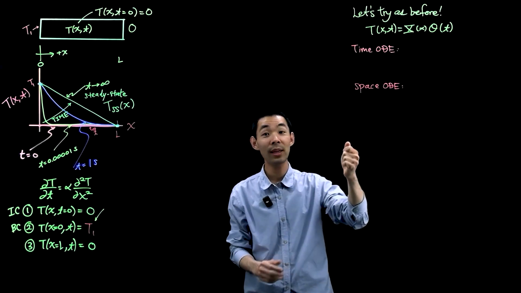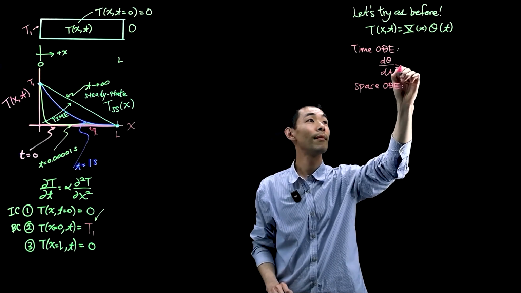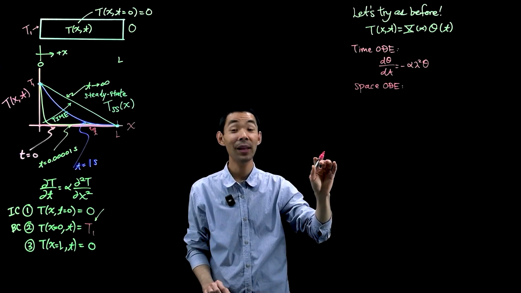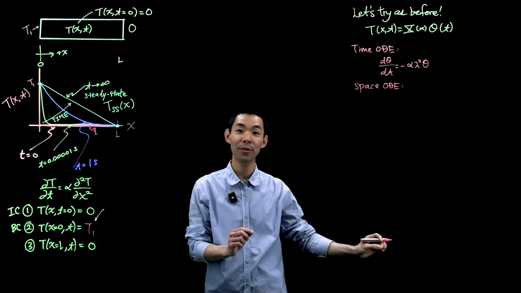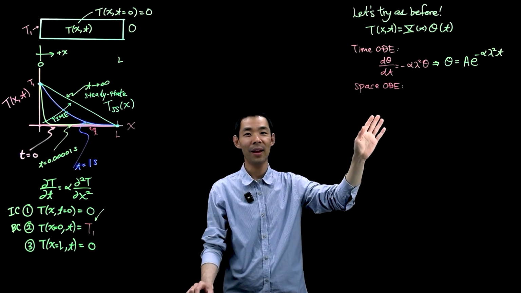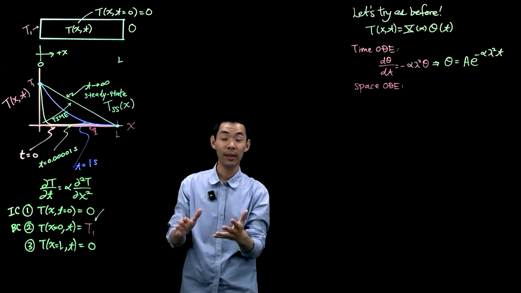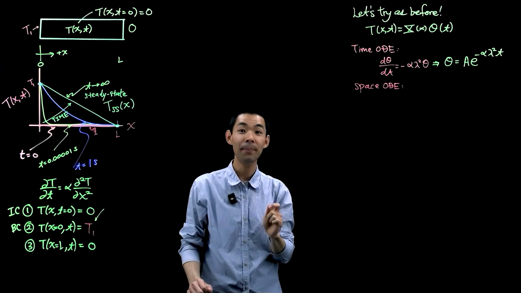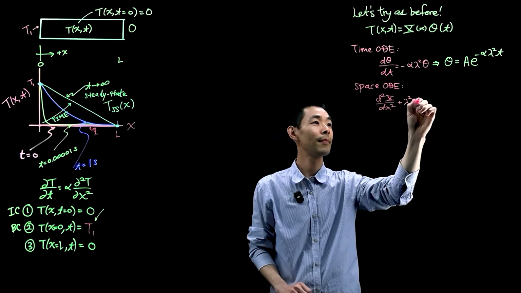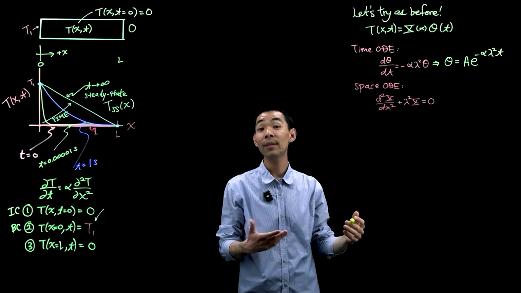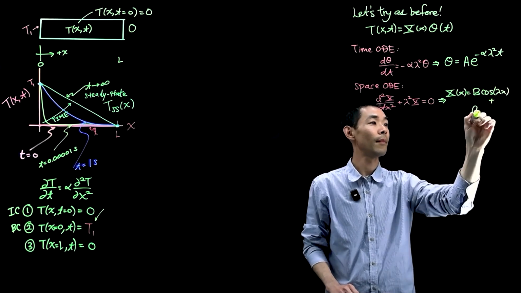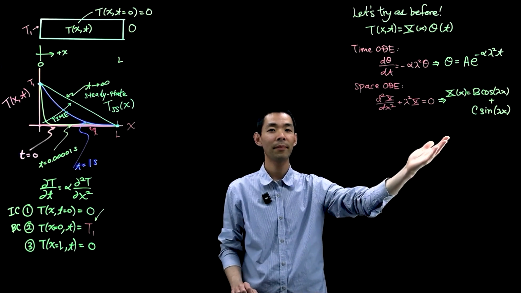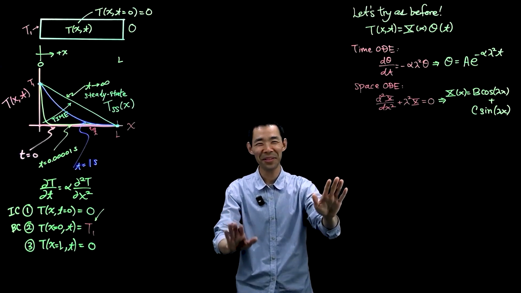The first ODE is a time ODE. It looked just like this. And the solution was a decaying exponential. Just like that. And then our other ODE was a space ODE as a function of x. Just like this. And that gave sines and cosines. Just like that. Okay, so far, nothing has changed.